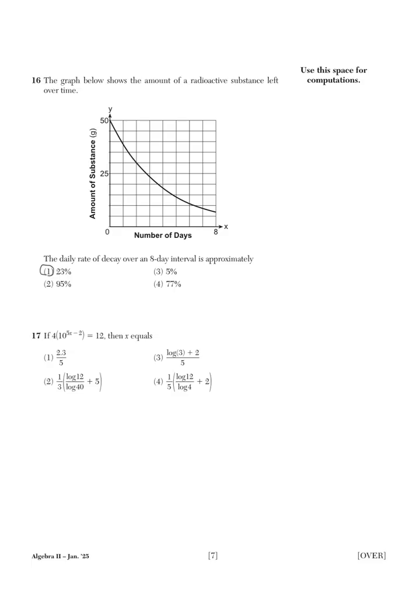So the question asks for the daily rate of decay over an 8-day interval is approximately, and then it's one of obviously these 4 choices, right? So it says, though, that this graph is showing the amount of radioactive substance left over time, okay? So this is a rate of decay, but we want to figure it out with respect to this graph, which is referring to an amount that's left.